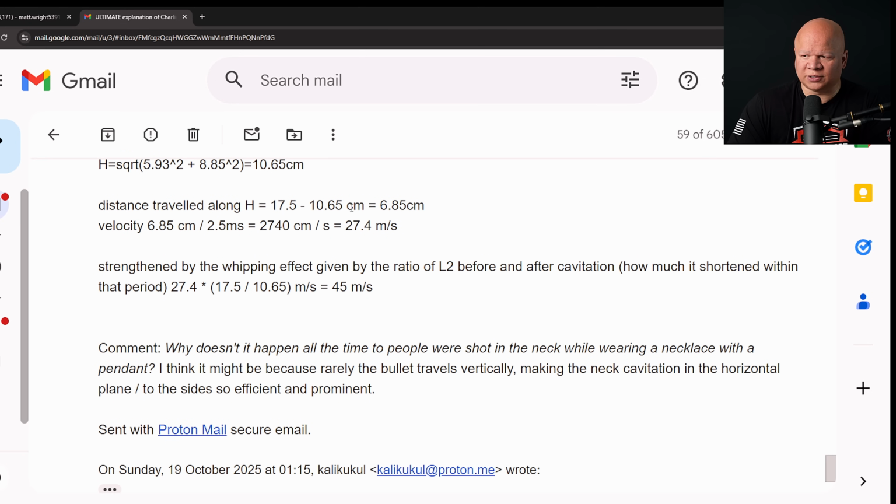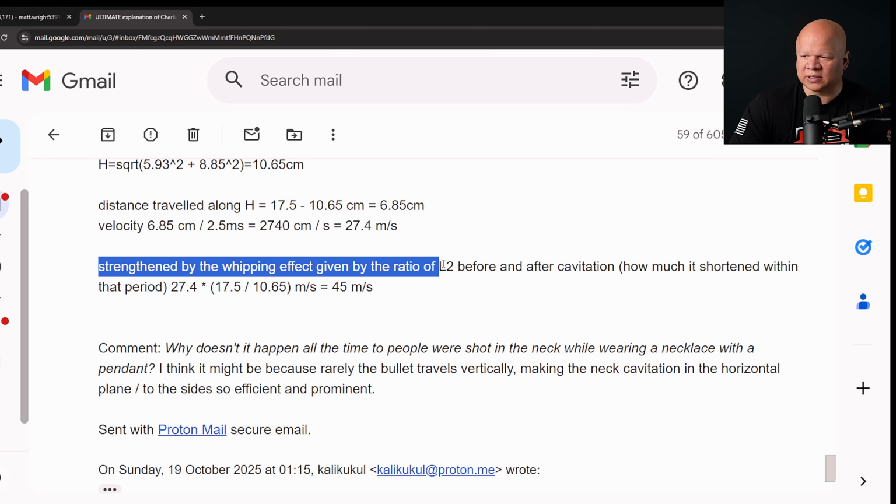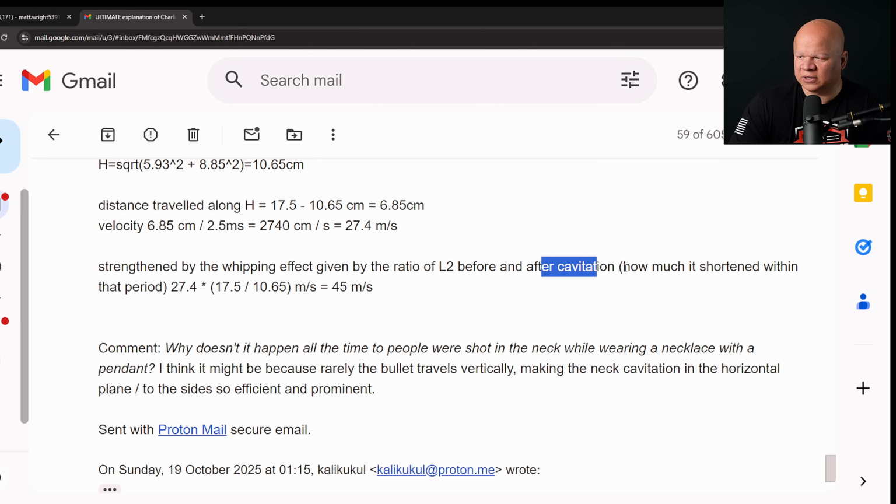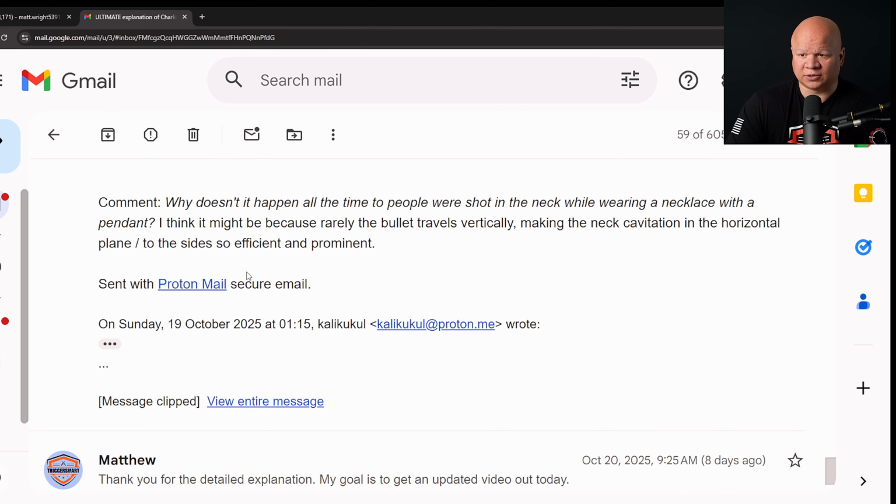So they landed on a distance traveled of about 6.85 centimeters and a velocity of about 27.4 meters per second. That is from the cavitation. And then that's strengthened by the whipping effect given by the ratio after cavitation, how much the chain shortened during that period. And that came to about 45 meters per second, which is within the 40 to 50 that is said to be needed to pierce flesh. All right, so there you go, for everyone that wanted to see Kalikukul's response to whether it could actually pierce the skin or not.